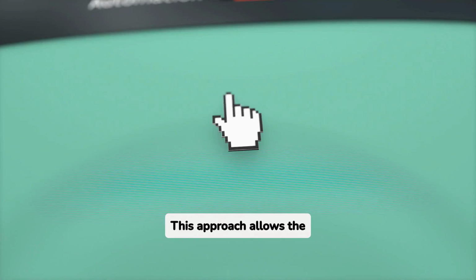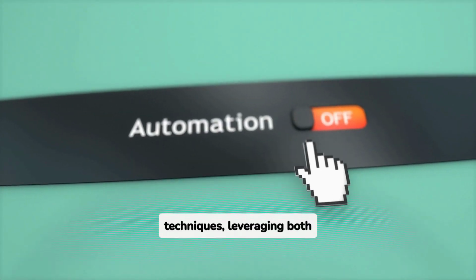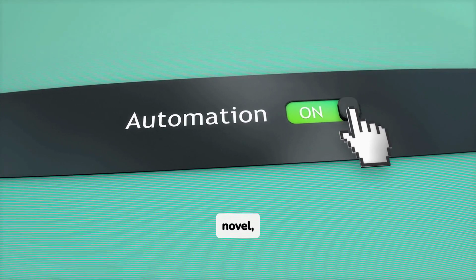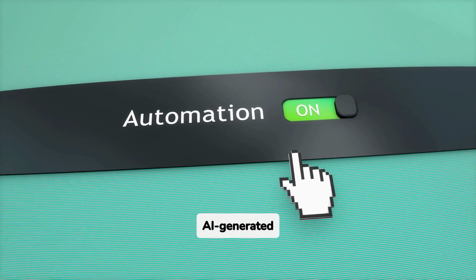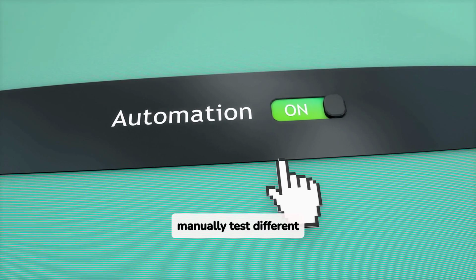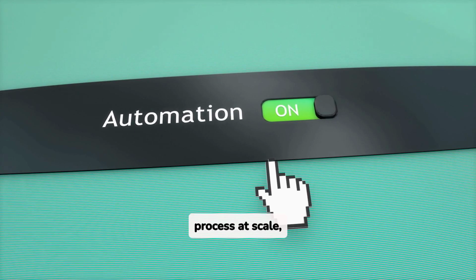This approach allows the system to autonomously explore different techniques, leveraging both existing mathematical strategies and novel, AI-generated methodologies. Instead of relying on human researchers to manually test different algorithms, the system automates this process at scale, significantly increasing the chances of finding a valid solution.